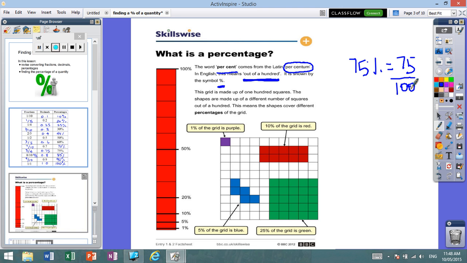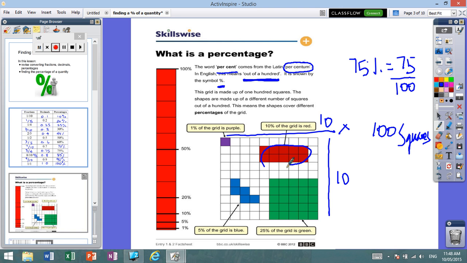So we've got a grid here. It is 10 by 10. So we know when we multiply that it ends up having 100 squares. So if we were to colour in 10 squares, which this red one has done here, then that red colour covers 10% of the 100 squares. So 10 out of 100 is equal to 10%, which is our red.